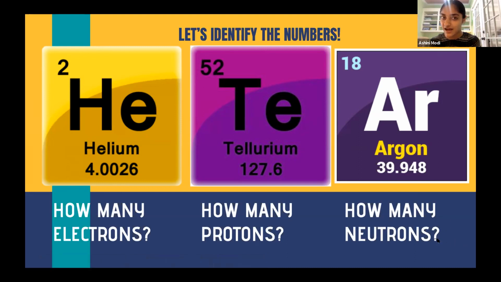Let's see, Wesley? 52. 52, that's correct. It has 52 protons. And here is a little bit more difficult one. How many neutrons does argon have?